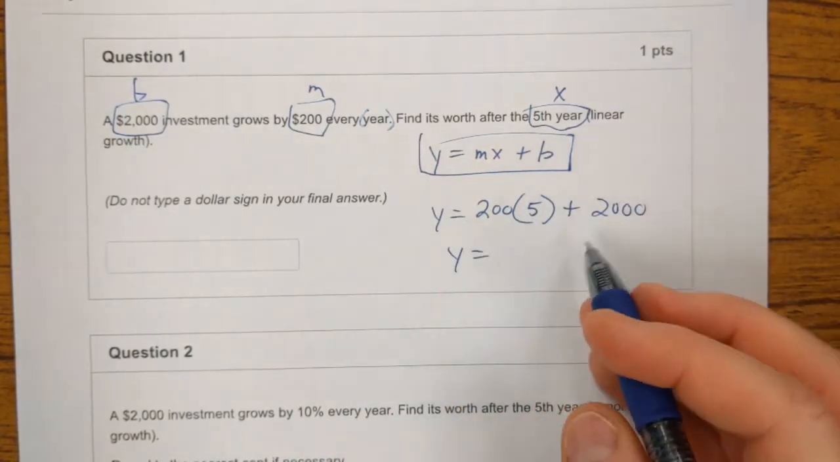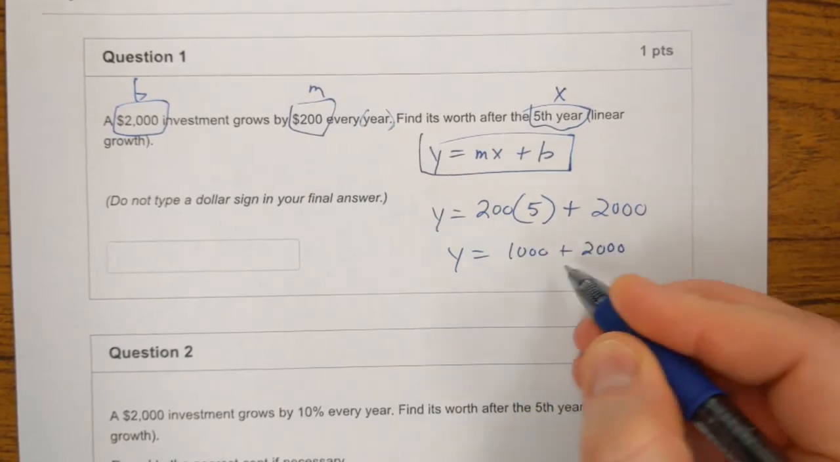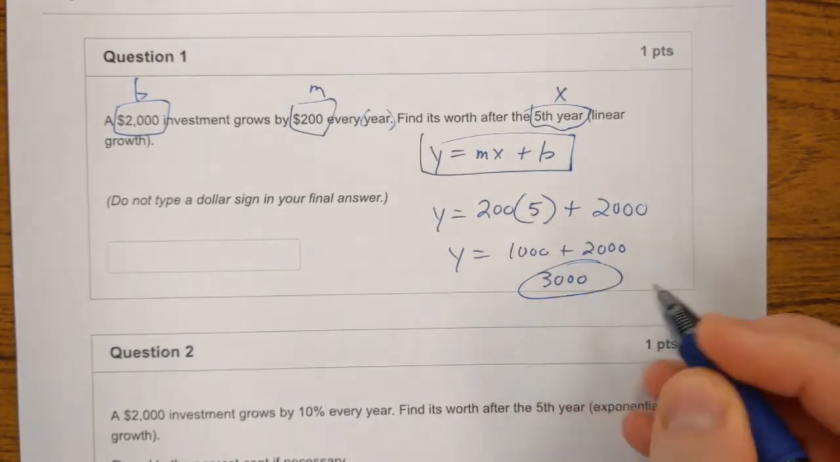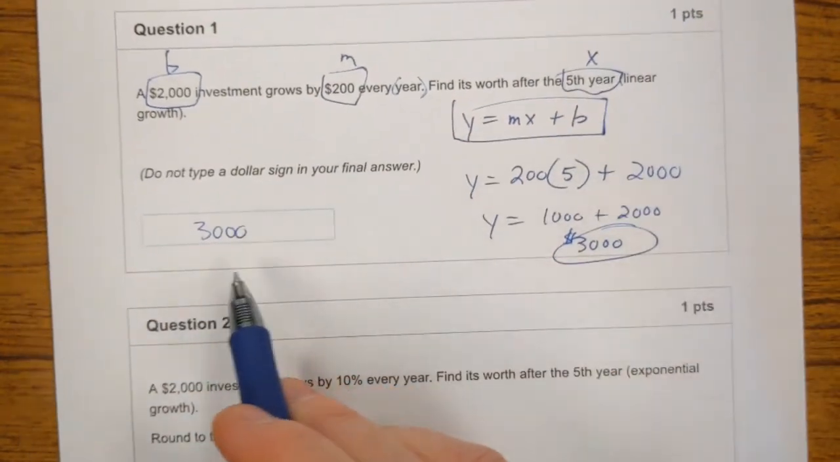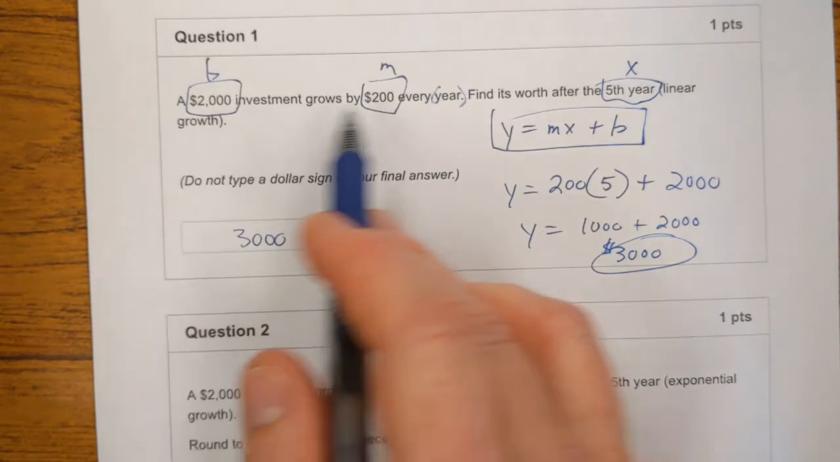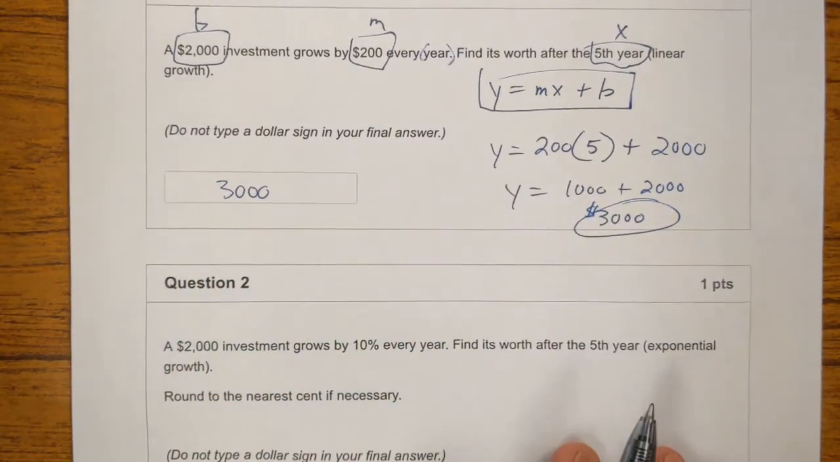You might not even need a calculator for this. This would be 1,000 plus 2,000. The answer is $3,000. It says do not type a $ sign in your final answer. So you'll just write 3,000. We know that means dollars. Canvas just won't accept it with the $ sign.